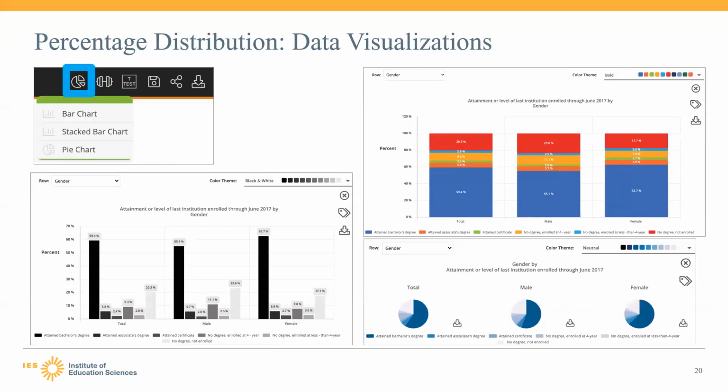So I mentioned that in that toolbar, there is an option for including data for looking at data visualizations. To view visualizations, click on the icon that looks like a pie chart and select one of the options. So for percentage distributions like this one, you can generate pie charts, you can generate bar charts or stacked bar charts.